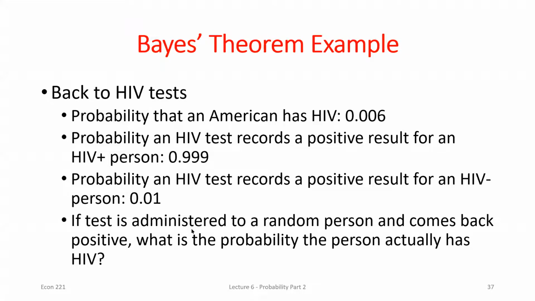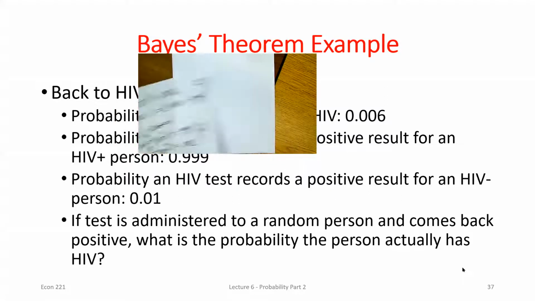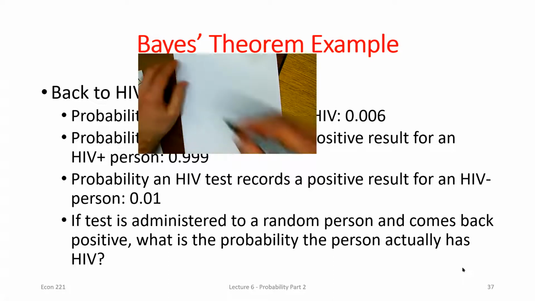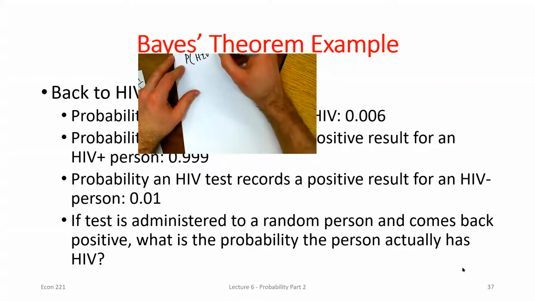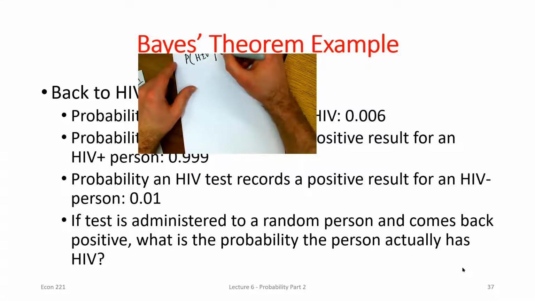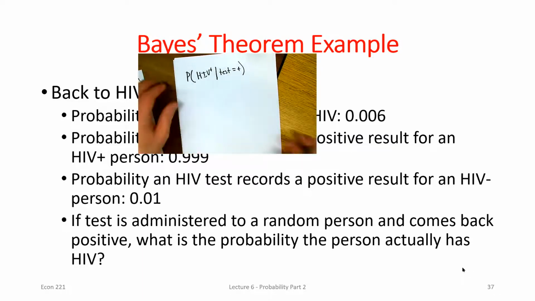So I think the question we start out with here, let's identify the probability we're looking for. So if the test is administered to a random person and it comes back positive, what's the probability the person actually has the disease? Okay. So here, what we're looking for, the question is actually saying, what's the probability that the person has HIV? So what's the probability that someone is HIV positive, given something that we've seen, which is that the test came back positive. Right?